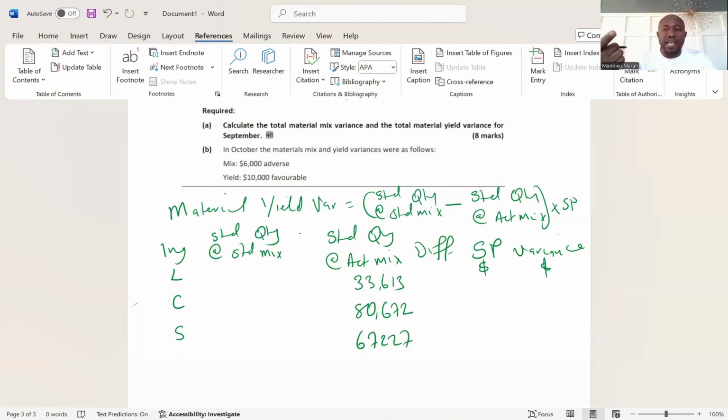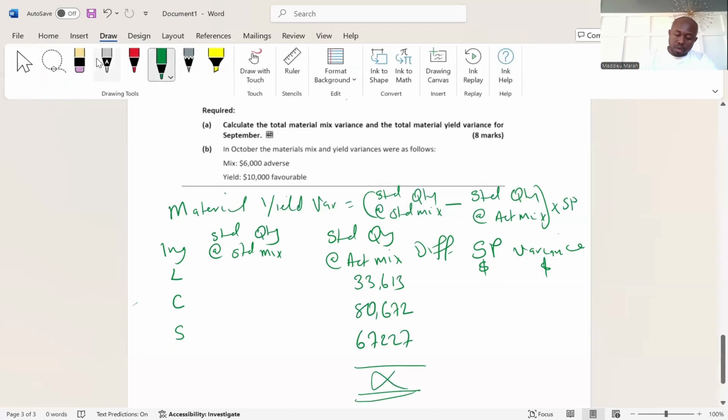For yield variance, I don't need to do the total, because I'm not using the total. So this is the first step, bringing the same figures. Okay. What's my second step?